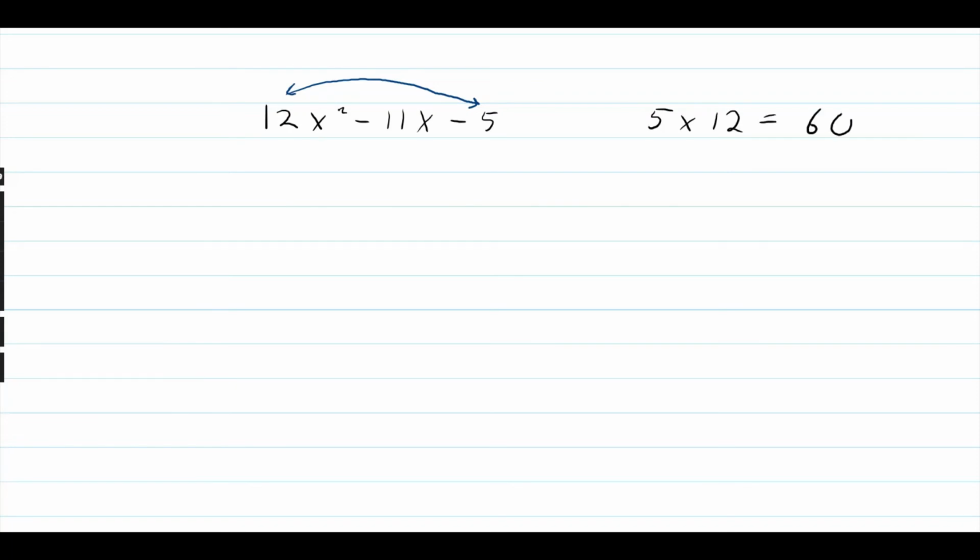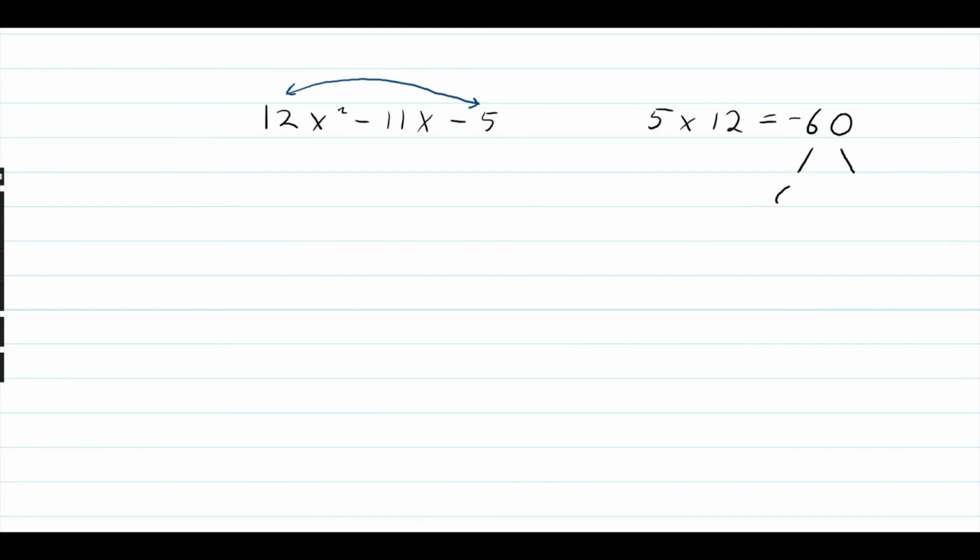And then we take 60 and we break up all its factors. And we're going to try and find two factors that are going to equal minus 11. Because we've got a minus 5 and we've got a plus 12 here, it means that this is going to have to be a negative 60. So we're going to have to find two numbers with different signs that are going to give us minus 11x.